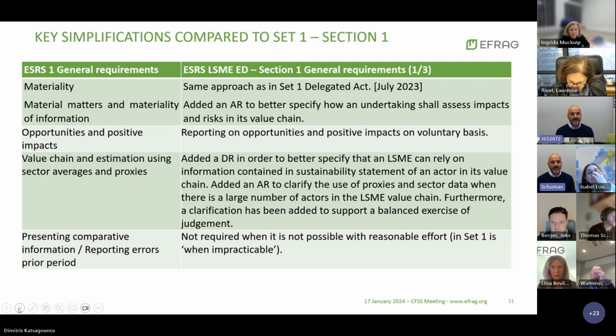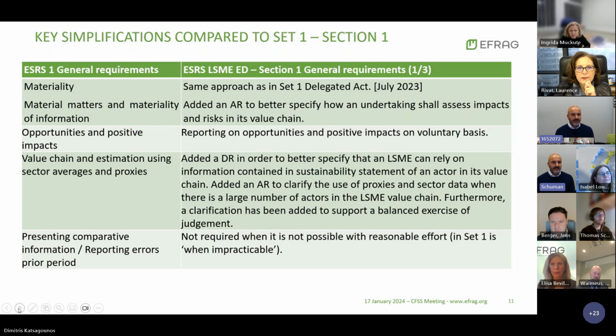For the materiality, we apply the same approach as in set 1, and we added an application requirement to better specify how an undertaking shall assess impact and risk in its value chain. As mentioned before, opportunities and positive impacts are on a voluntary basis.